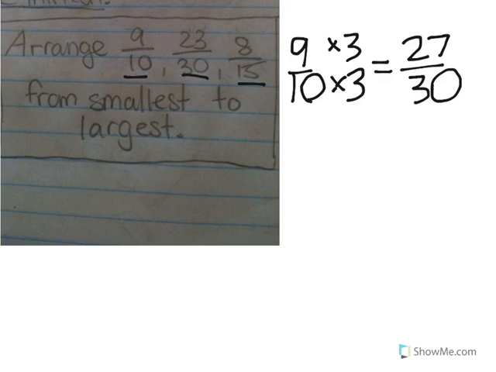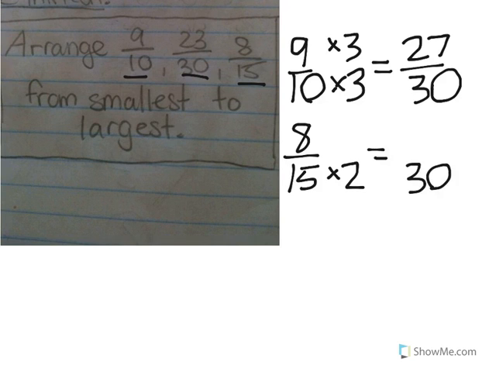Then I'll do the same thing. I can skip 23/30. That's already in 30ths. But I've got to do it with 8/15. Well, 15 times 2 is 30. If I multiply the bottom by 2, I've got to multiply the top by 2, so I get an equivalent fraction. 8 times 2 is 16.